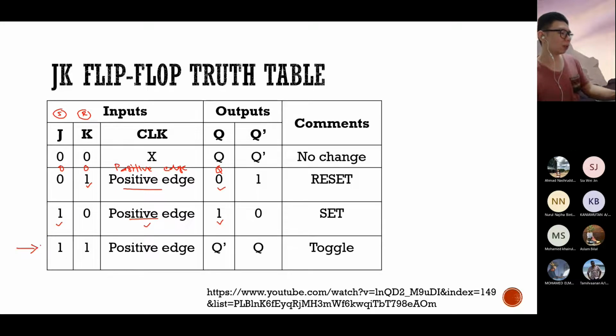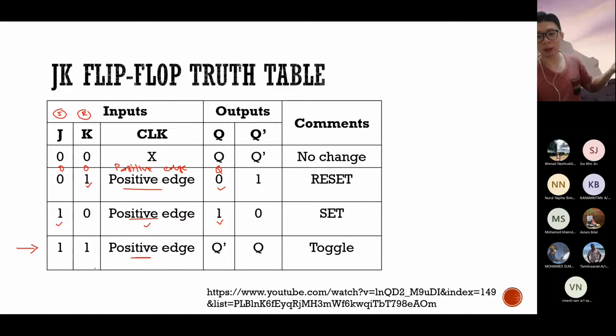So this last line was where we had trouble with the SR flip-flop. Remember? With the SR flip-flop, if you give two 1s over here and you give it a positive edge trigger, the SR flip-flop goes into error, into an indeterminate state. So the output cannot be determined. But for the JK flip-flop, if you give it two 1s over here, this JK flip-flop goes into a state we call a toggle state.